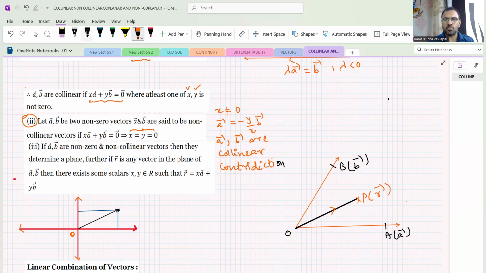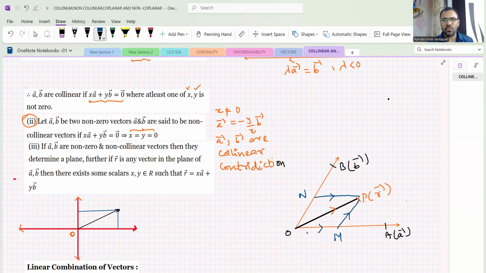How do we prove it? The proof is quite simple. You just draw lines passing through P and parallel to a bar and b bar. I am drawing a line parallel to b bar vector; assume this is M. And I am drawing a line parallel to a bar vector; assume this is N.